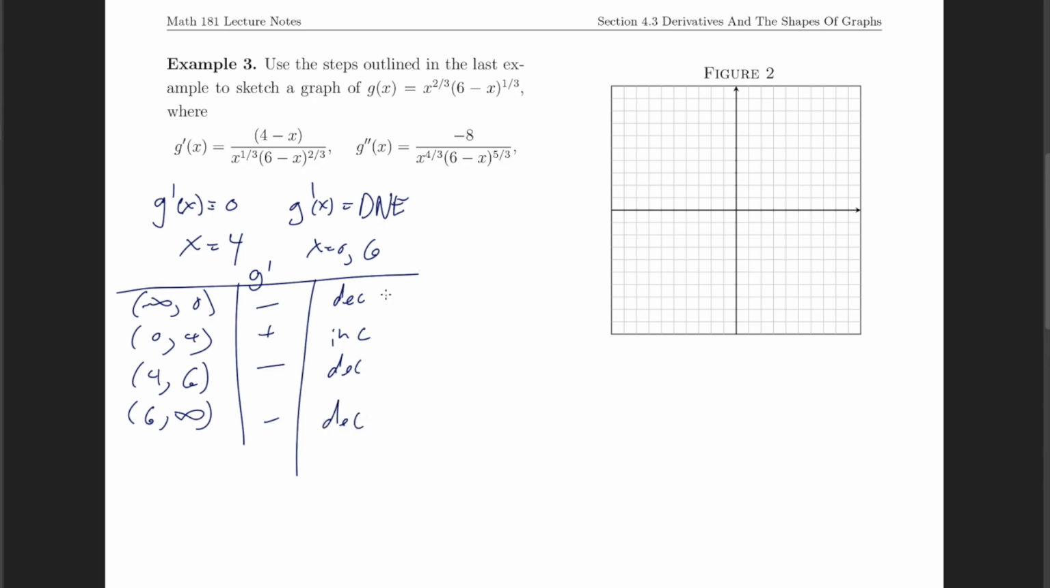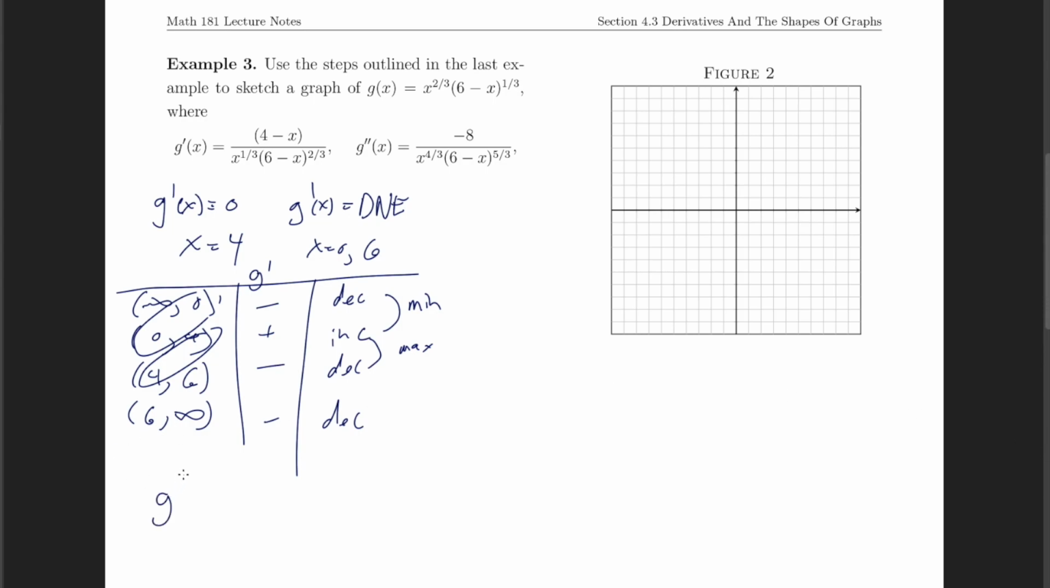So where do I have a change? Here I go from decreasing to increasing. And so I have a local min here at 0. From increasing to decreasing, we have a local max here at 4. And from decreasing to decreasing, there's no change there.